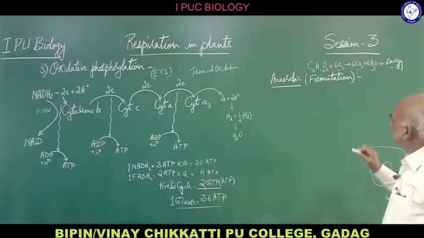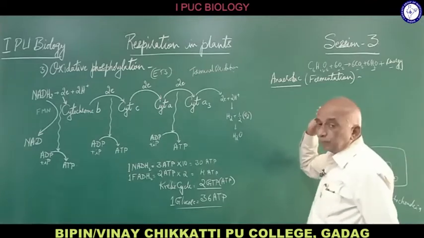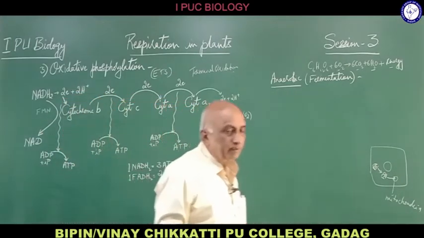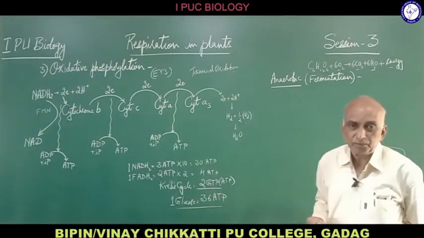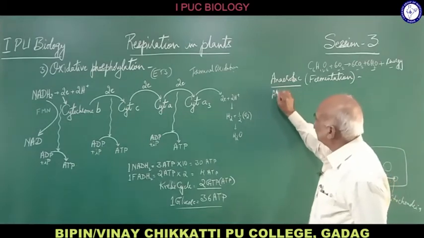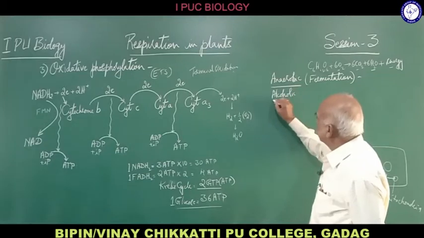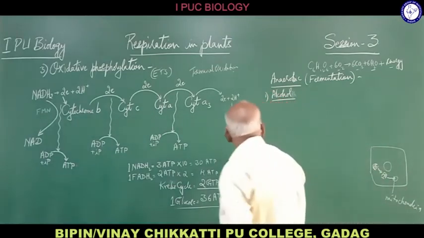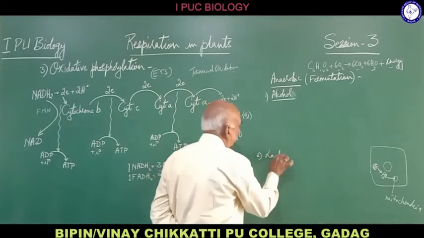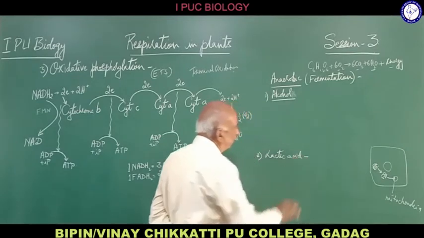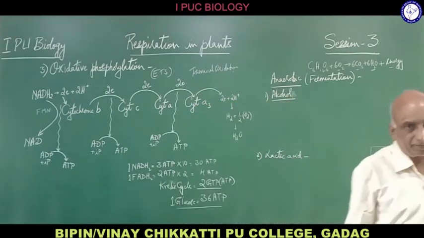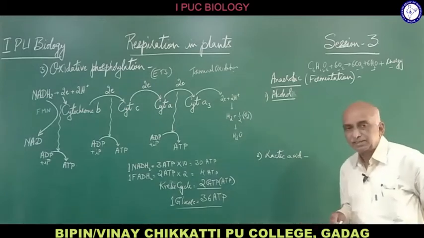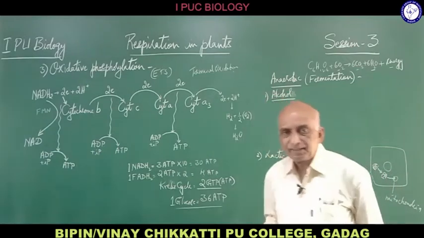Now this anaerobic respiration is of two types, based on the end product. Sometimes during anaerobic respiration in some microbes the end product is alcohol, ethanol actually, so it is alcohol fermentation. There is one more type called lactic acid fermentation. So in alcohol fermentation the end product is ethyl alcohol, and in lactic acid fermentation the end product is lactic acid.